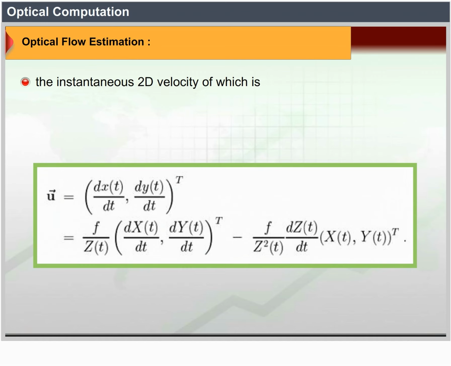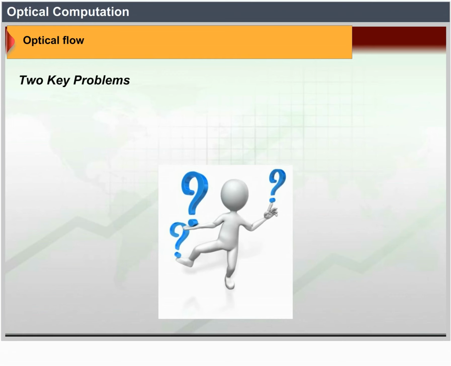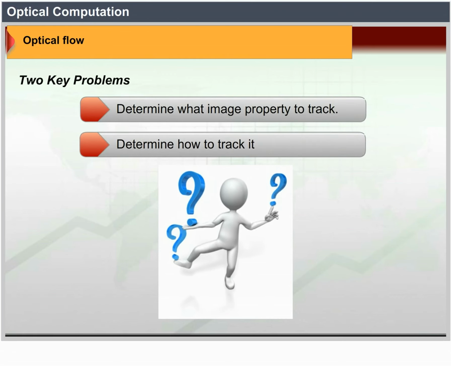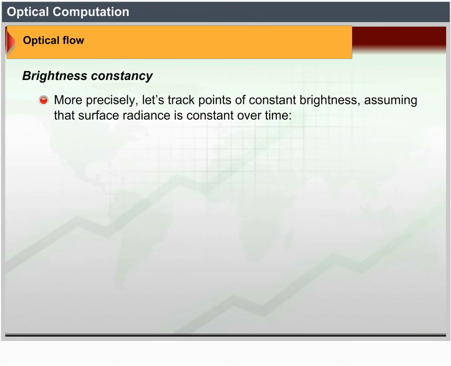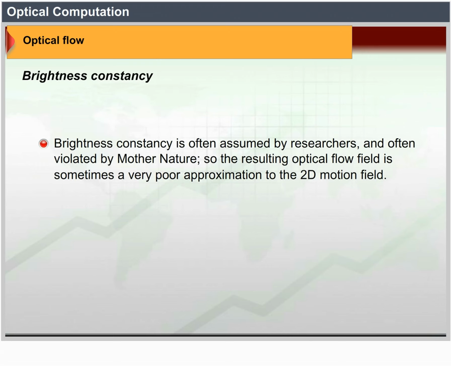optical flow. Two key problems: determine what image property to track, determine how to track it. Brightness constancy. More precisely, let's track points of constant brightness, assuming that surface radiance is constant over time. Brightness constancy is often assumed by researchers and often violated by Mother Nature, so the resulting optical flow field is sometimes a very poor approximation to the 2D motion field.